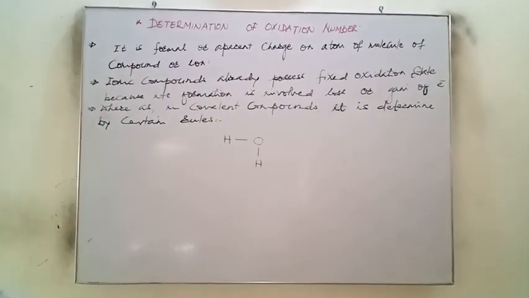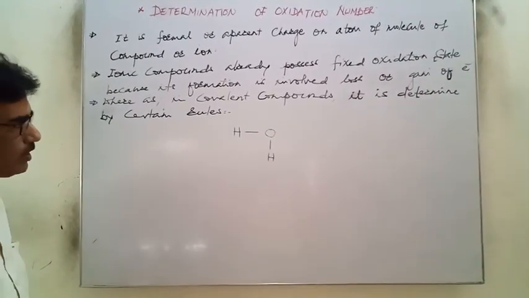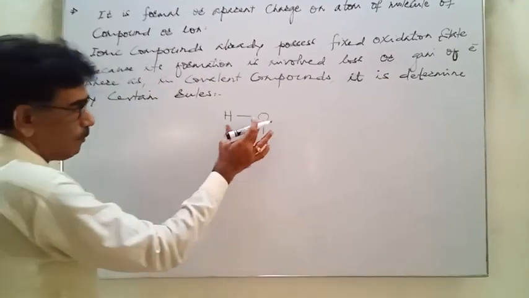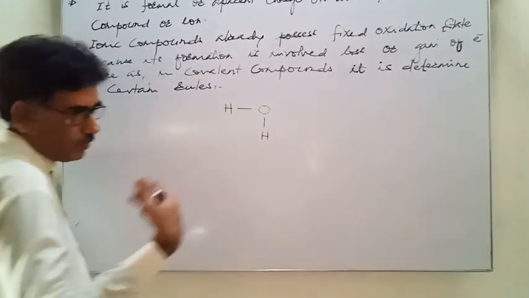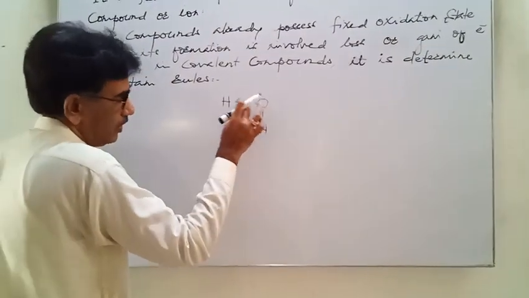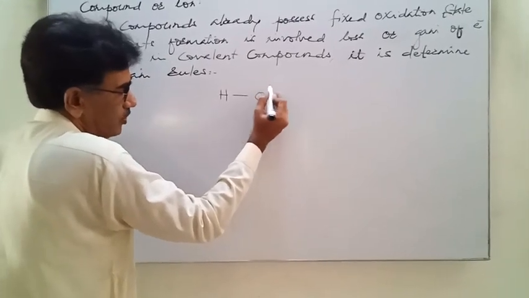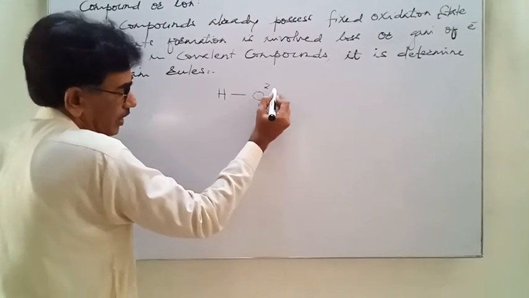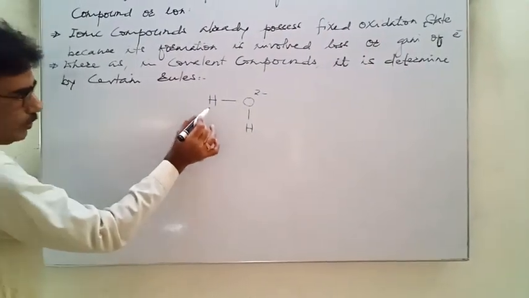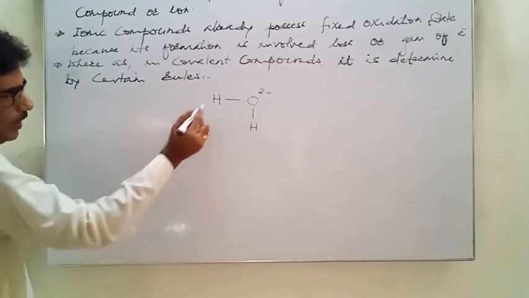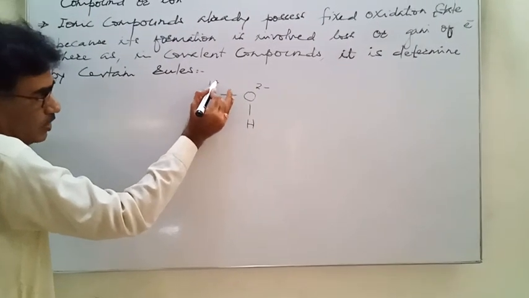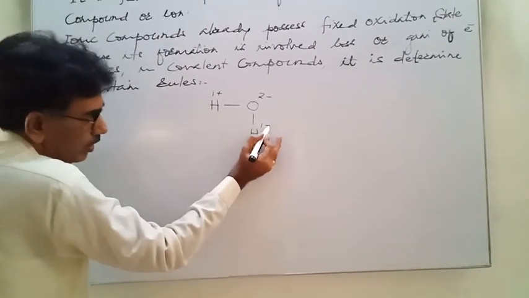In this compound, water, which is a covalent compound, how can you convert it into ionic? Oxygen is divalent, meaning we take the number from valency, and it is more electronegative, so we can express it by -2. Hydrogen is monovalent and less electronegative. Monovalency is shown by 1, and less electronegative means more positive, so we put a plus.